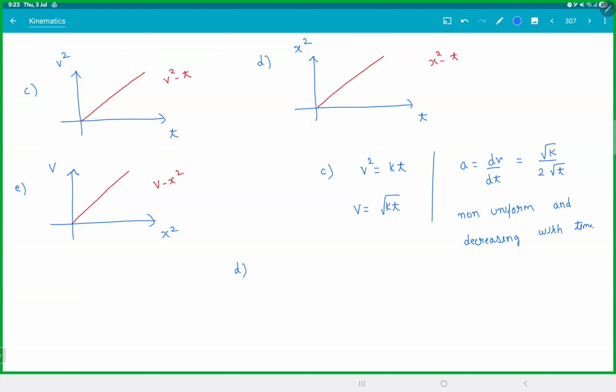If you look at the D option, this will be x square is equal to kt. So x will be root k root t. Differentiate, so we get velocity is dx by dt. This will be root k by 2 root t. If you differentiate this again, root k by 2, the differential of 1 by root t will be minus half. So this will be minus 1 by 4 t power 3 by 2. This is also non-uniform and decreasing.